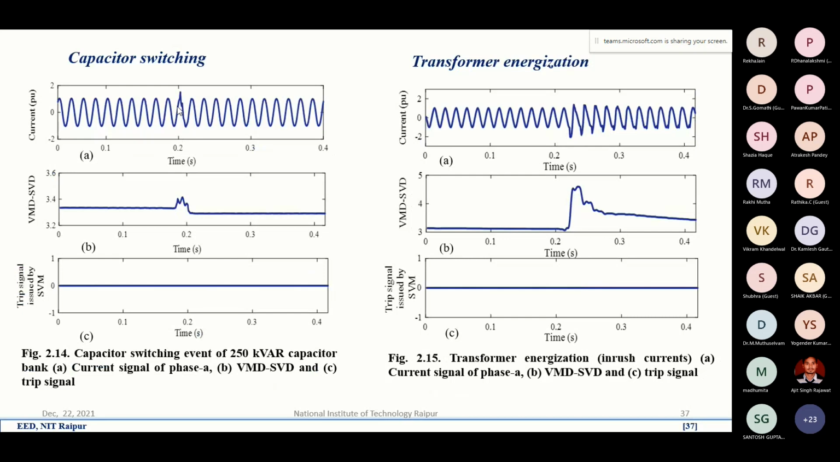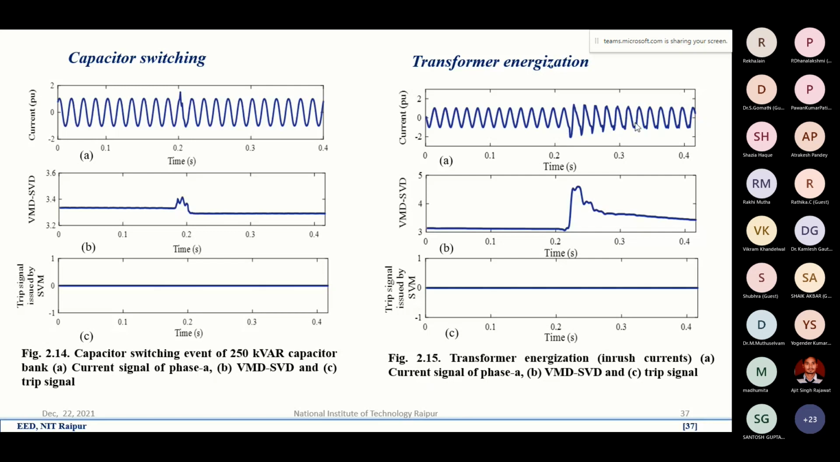Now capacitor switching. At this point there is a notch in the current signals which indicates that a switching event occurred. It's a capacitor switching, and you can see it is less than 5 per unit, so it is categorized as non-faulty, and no trip signal is issued. Similarly, this is the point when the transformer has been energized.